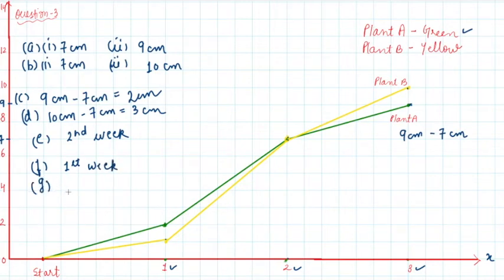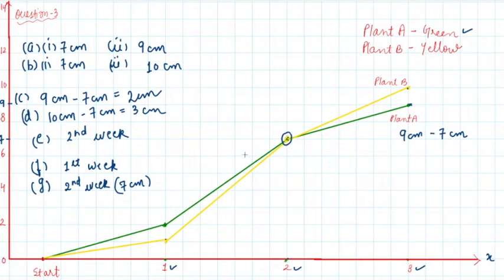The last part of the question is, were the two plants of the same height during any week shown here? So in this, if you see, right here, these are coinciding, both plant A and plant B. So during second week, the height was how much? 7 centimeter for both the plants, right? So we can write during the second week.